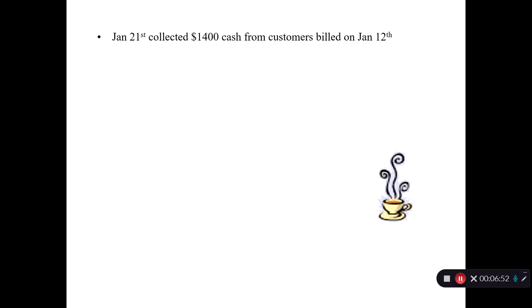All right, January 21st, collected $1,400 cash from the customers billed on January 12th. So here, our customers are paying us what they owe us. We're not earning any more money. We already recognized the revenue from the January 12th transaction. So here, we're increasing our cash, increasing our asset by $1,400, so we will make a debit. Our credit then would be to decrease the other asset, accounts receivable. So here we're increasing an asset and we're decreasing an asset. They no longer owe us the amount, so we're going to decrease their receivable, their corresponding customer receivable of $1,400.